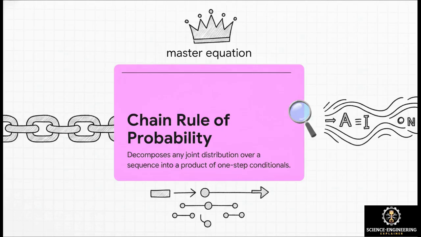It essentially states that any joint distribution over a sequence, no matter how massively high-dimensional or complex, can be exactly decomposed into a product of one-step conditionals, no approximations. It's this exact mathematical identity that makes generating a realistic sentence possible in the first place.